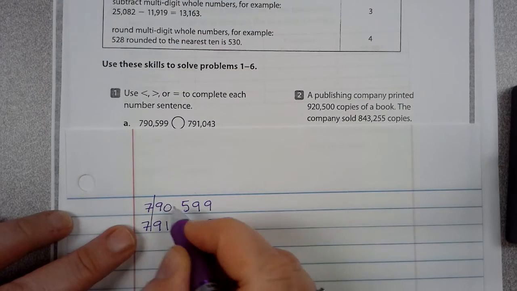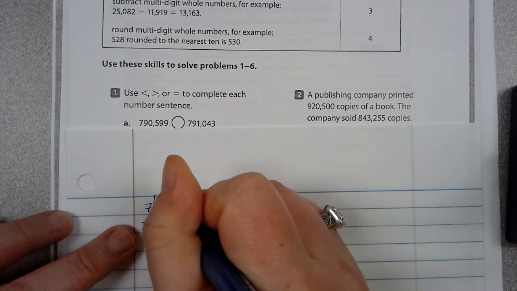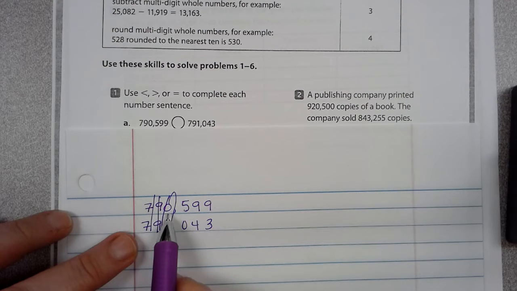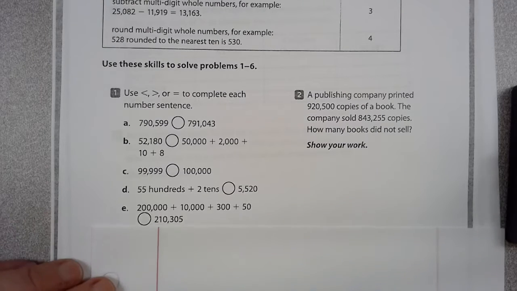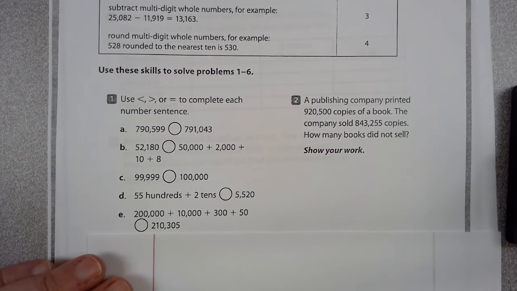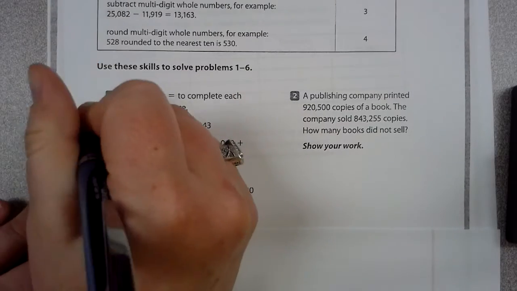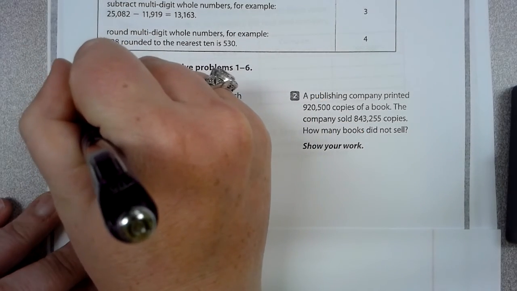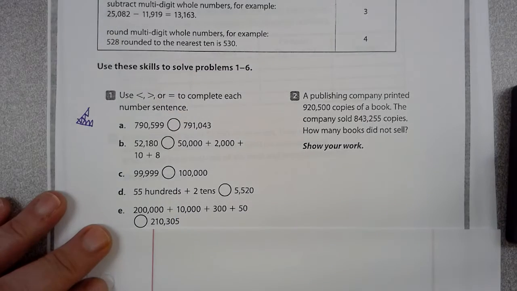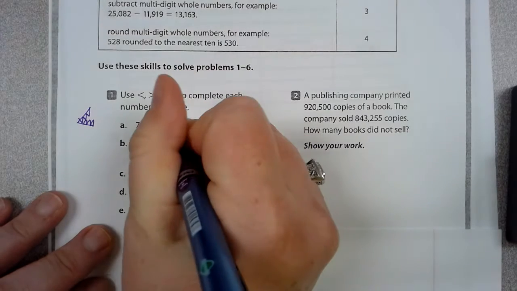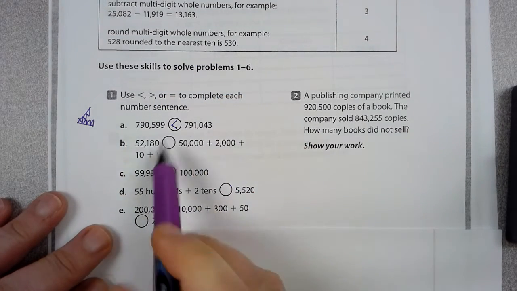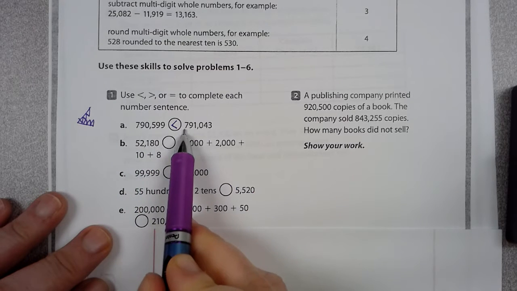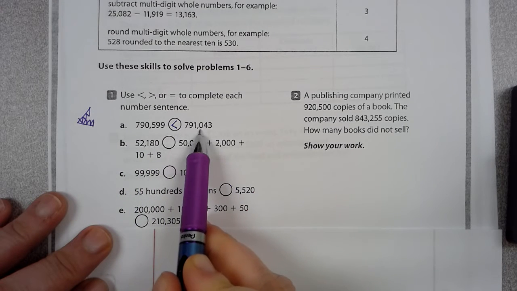Our sevens are the same. Our nines are the same. This is where we get it, in the thousands place. And 1 is greater than 0. So which way would your inequality go? Remember, if you need to think of it this way, the alligator or crocodile eats the larger number. So your inequality faces this way. So you would say 790,599 is less than 791,043.